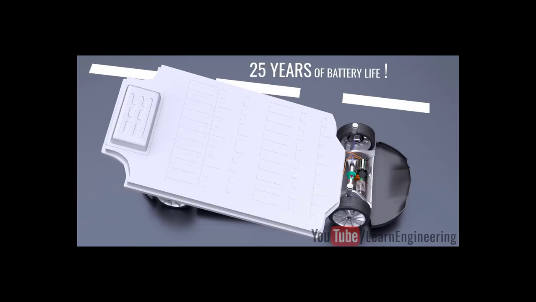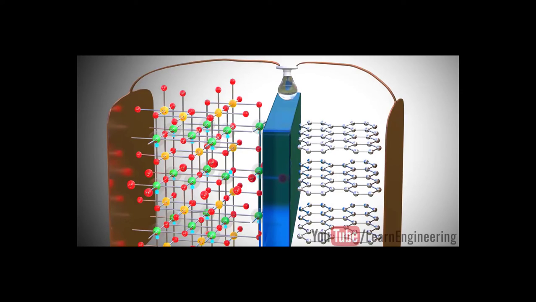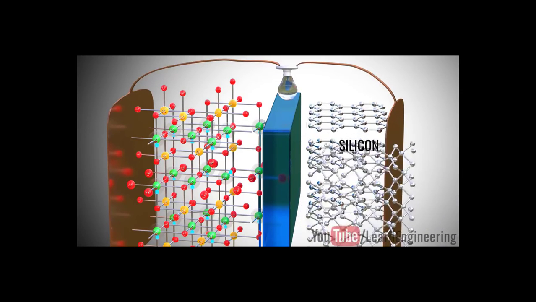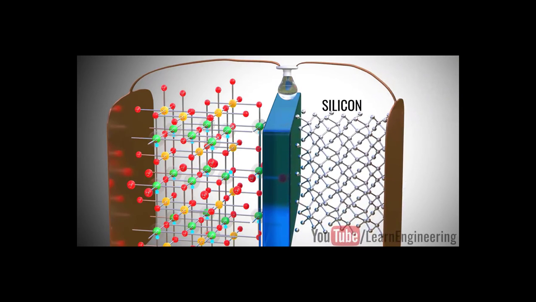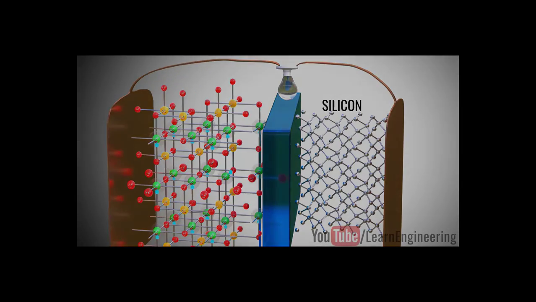Millions of dollars have already been invested in research into replacing the storage medium graphite with silicon. If this is successful, the energy density of the lithium-ion cell will increase by more than 5 times.